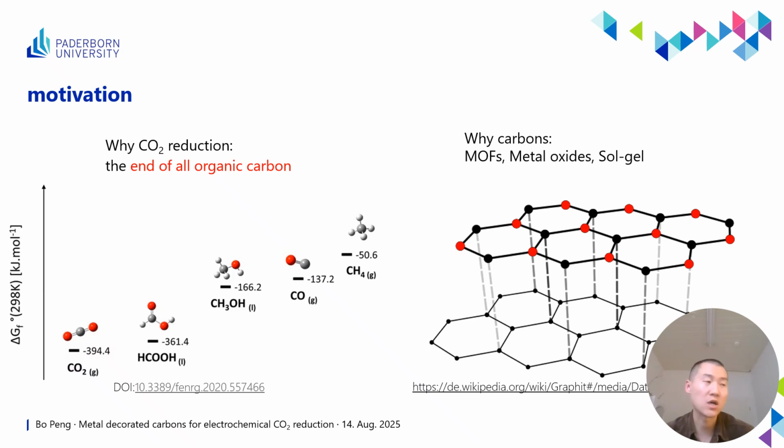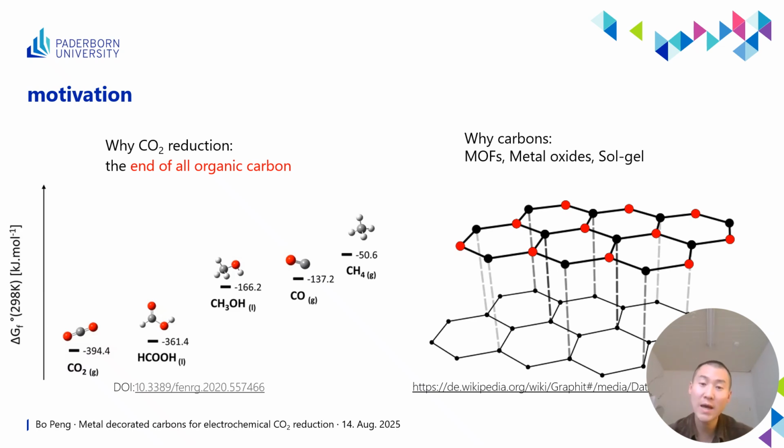If you take a look at all organic chemicals, you will find the Gibbs free energy of CO2 is the lowest. So it also means we cannot gain any energy from CO2. So we want to reduce it to formic acid, methanol, carbon monoxide or something. And you may have heard about CO2 causing the greenhouse effect and so on, so I won't talk about it anymore.